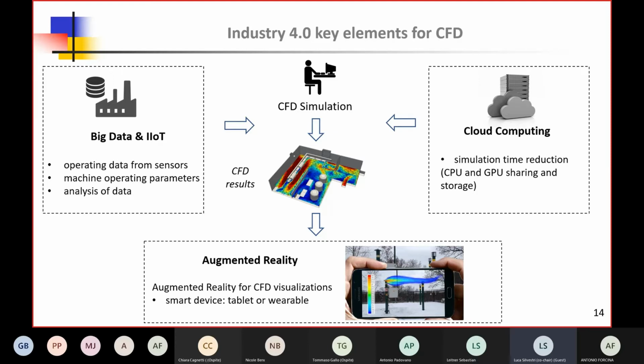The last technology is the augmented reality that allows to superimpose CFD visualizations directly in smart devices like tablets or wearables, like a smartphone, a simple smartphone. For example, a maintenance operator can use his smartphone directly to see the temperature field during maintenance tasks.